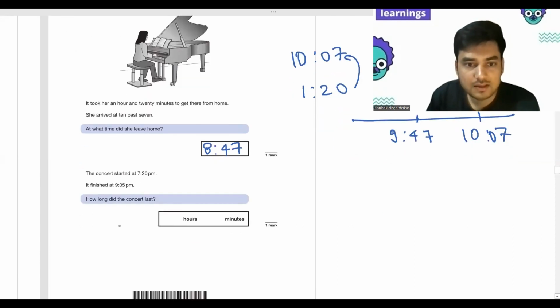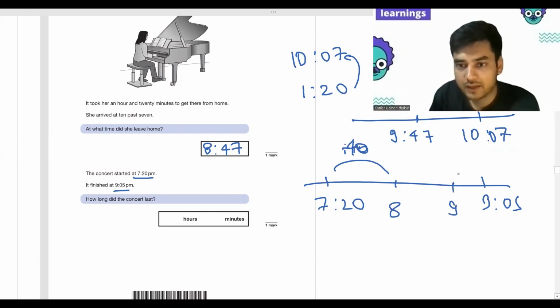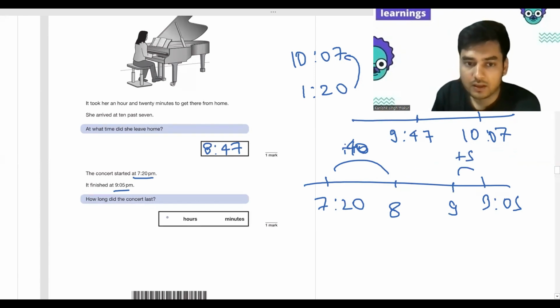Okay. The concert started at 7:20 p.m. It finished at 9:05. How long did the concert go? 7:20, isn't it? 7:20. I have to reach 9:05. Okay. So first I'll add 40 minutes. Okay. So I reach 8. Then I add 1 hour. So I reach 9 and then 5 minutes more. Right. So 40 plus 5, 45 and then 1 hour. So 1 hour, 45 minutes it lasts.